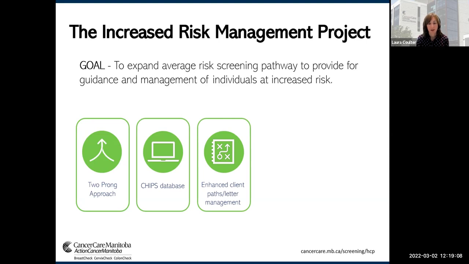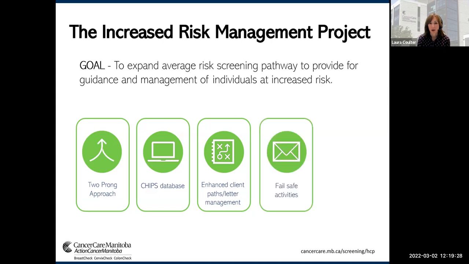The program will collect self-reported personal and family health histories from participants, which in turn will be used to identify the individual's risk category. The participants and their healthcare providers will be advised of their risk category and their screening test result with helpful information on appropriate testing. Fail-safe activities: the program will monitor persons at increased risk to ensure that they are complying with their surveillance recommendation.